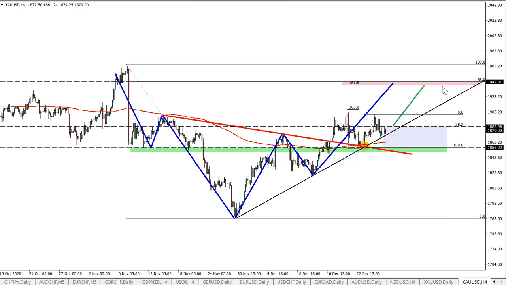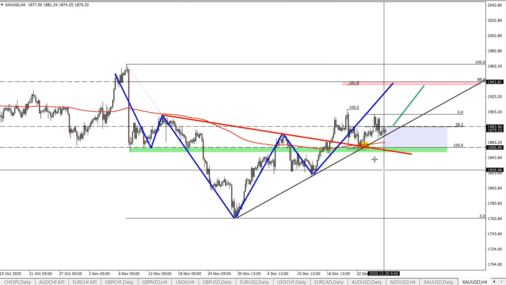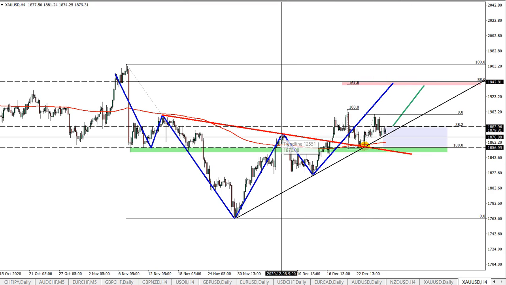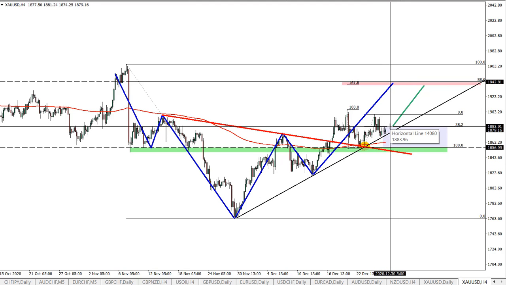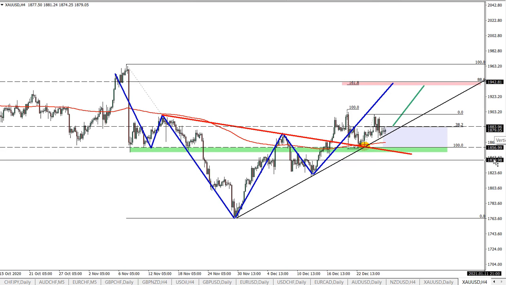These two fibs show us the potential area of resistance, which is located between $1,938 and $1,943. What is happening right now is that the price is kind of stuck between the support and resistance. The resistance is at $1,884 and the support is at $1,857.